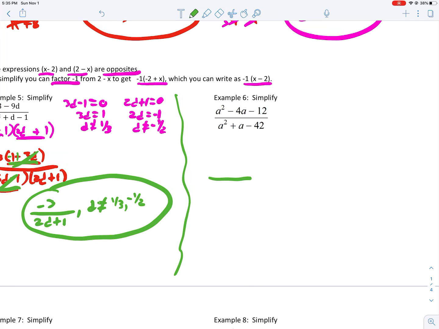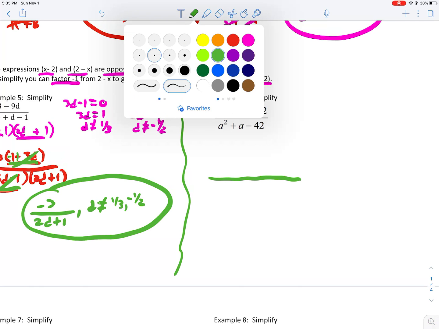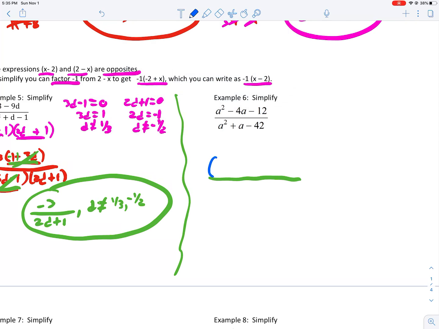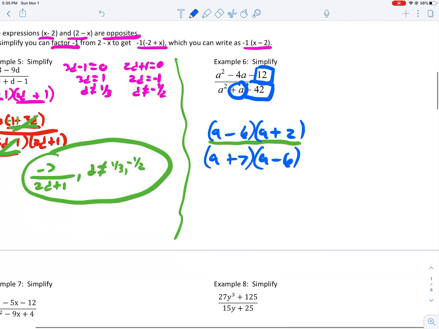Right, so we're going to factor both numerator and denominator because right now it looks like there's no common factors. But we want to make sure. So factor both numerator and denominator. So a times a gives you a squared. Multiples of 12, that will give me 4. So 6 and 2, minus 6 plus 2. A and a. Multiples of 42, that will give me 1. So 7 and 6. So plus 7 minus 6.